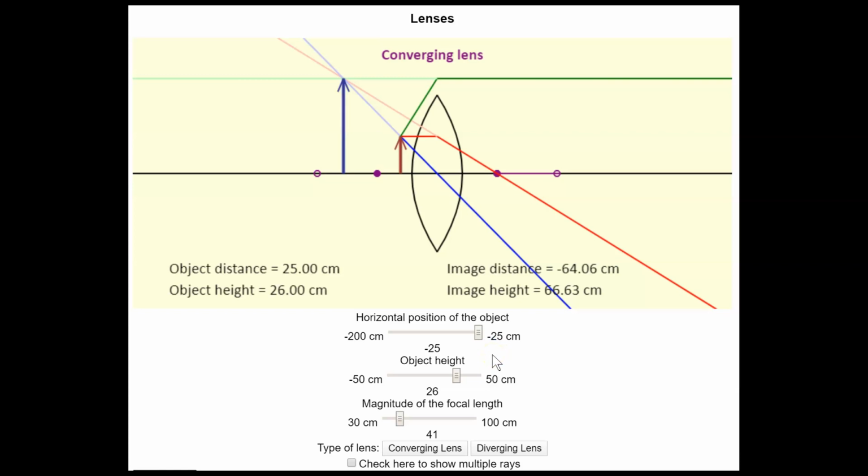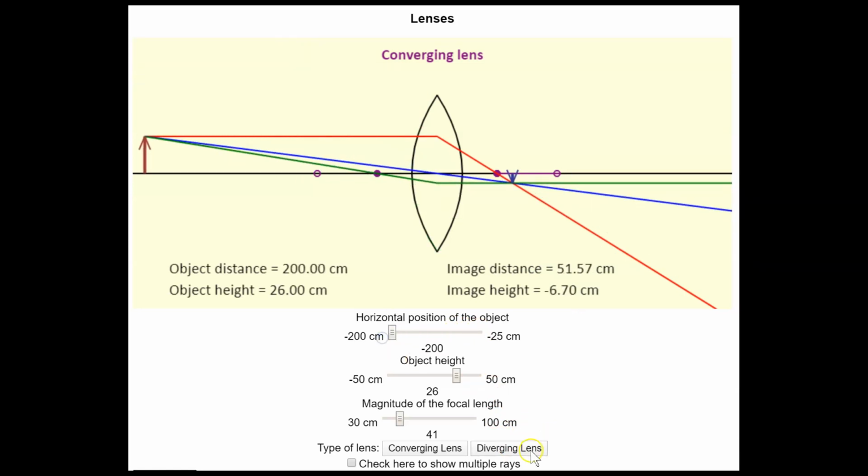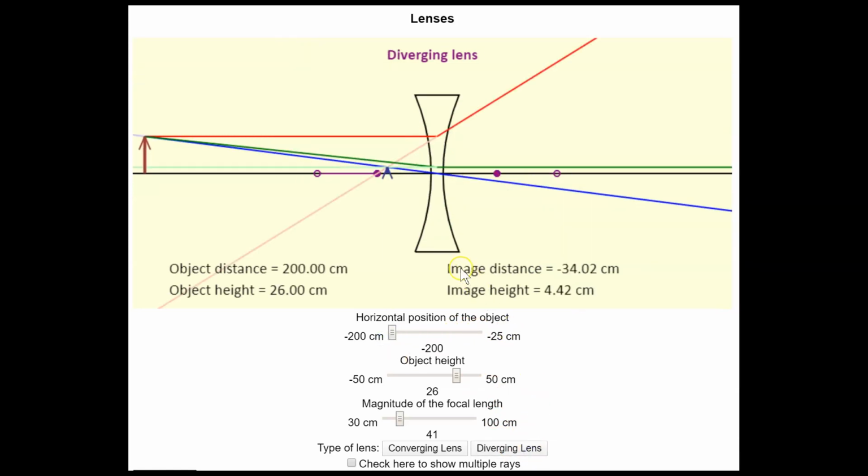Now let's go to the diverging lens. So clicking on the diverging lens, I now have a diverging lens, and you could see that they're showing all of the rays, but we only focus on the red ray and the blue ray, where red is ray number 1 and blue is ray number 2.